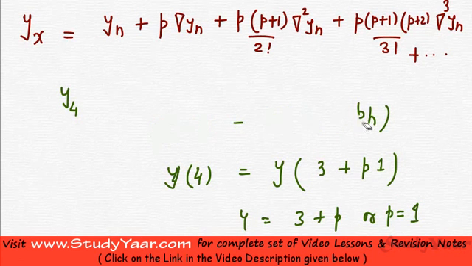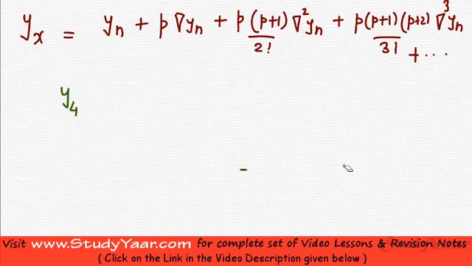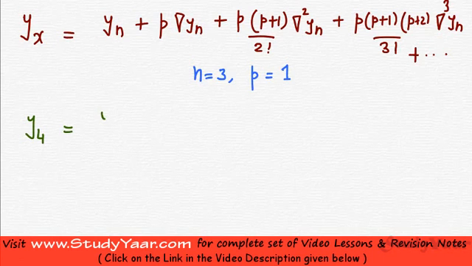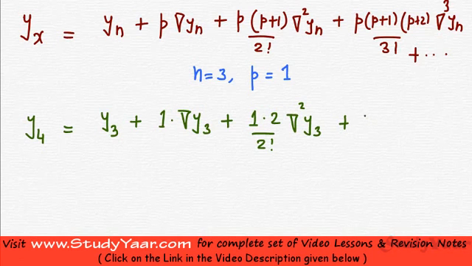So in this particular case, your p is equal to 1 and your n is 3. So I'll just write it down for you. Your n is equal to 3 and your p is equal to 1. So you have the formula like this. You have y4 equal to yn, which is y3, plus p, which is 1, into del y3 plus 1 into 1 plus 2 upon 2 factorial del square y3 plus 1 into 1 plus 1, which is 2, into 1 plus 2, which is 3, upon 3 factorial del cube y3, and you have a term with del raised to power 4 y4.